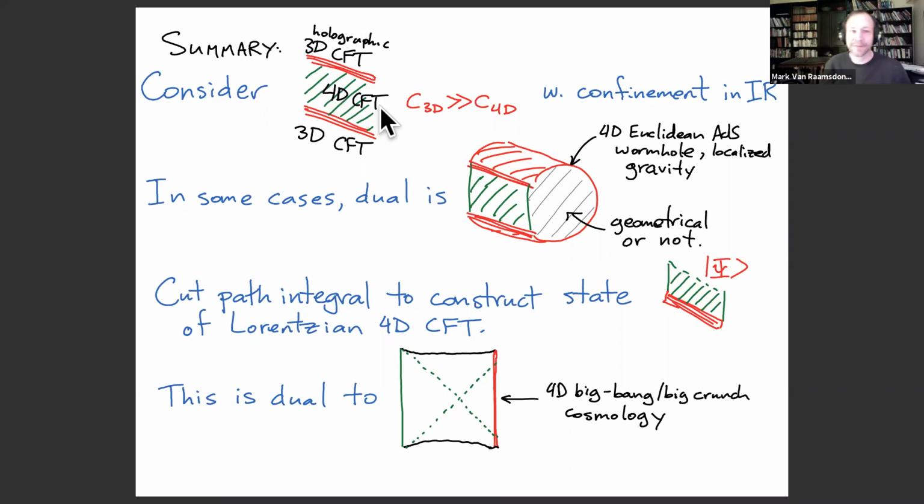slice it in half in order to produce a state of this 4D CFT. So that produces a very special state of the 4D CFT. And the gravity dual of that state I get by slicing this Euclidean geometry in half and then using that as the initial data. That ends up giving you something that looks like this in the space-time diagram.